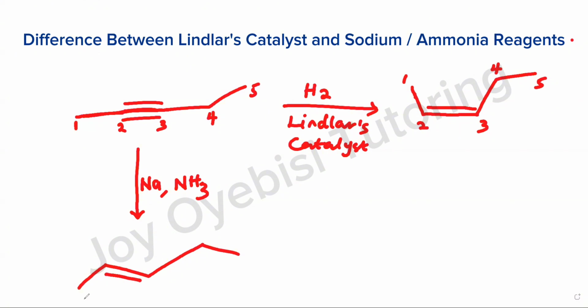going to be this. So 1, 2, 3, 4, 5 carbons as well, but the difference is that the Lindlar's catalyst is going to give you a cis-alkene, while the sodium and ammonia reagent is going to give you a trans-alkene, and that is the major difference between these two reagents in terms of alkyne reactions.